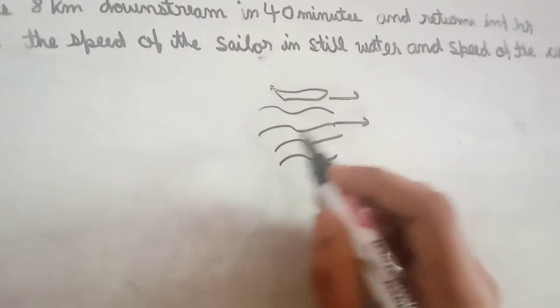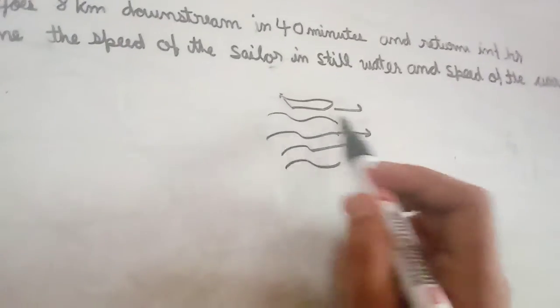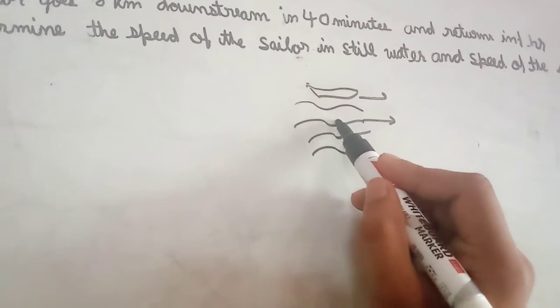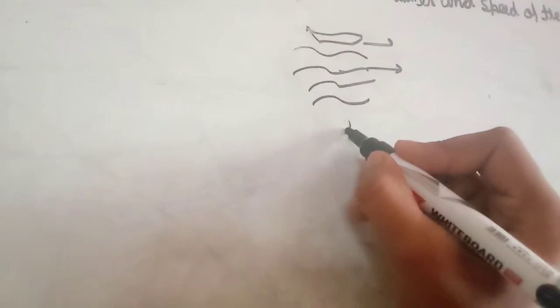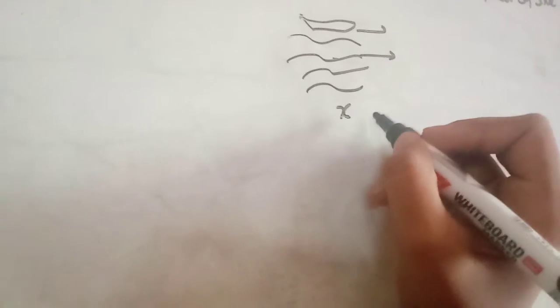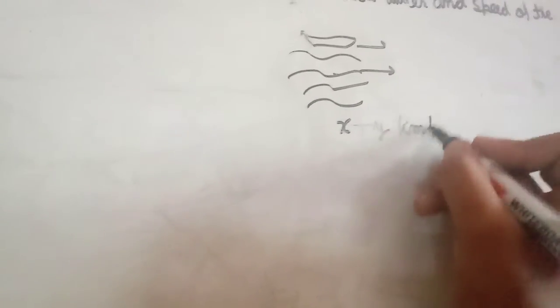So it is the downstream. Downstream is the direction of the water in which both the ship and water will flow in the same direction. From here, let the speed of boat in still water be x kilometer per hour, and the speed of water be y kilometer per hour. So here we will add both.